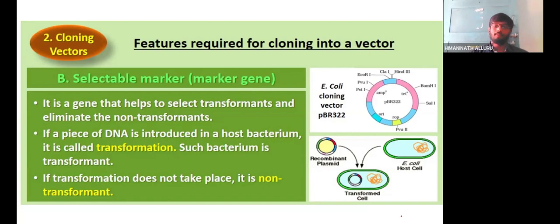I will teach them what transformation means. Not only transformation, I will teach what transduction is, what conjugation is, and transformation. All three words I would teach to the children. Because transformation means the uptake of DNA from the surroundings of the bacterium. The bacterium taking DNA from its surroundings is called transformation. Teachers can say what transduction and conjugation are.